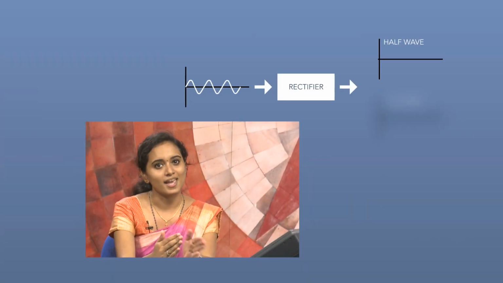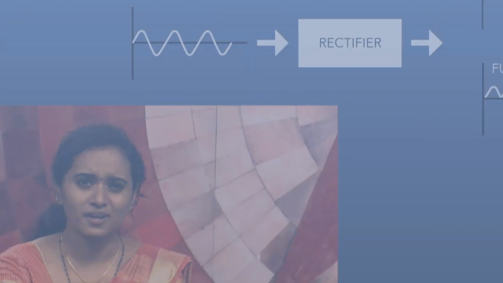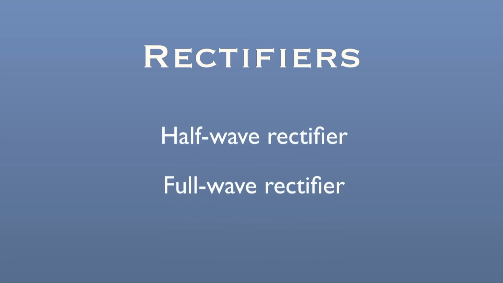Now we have seen where the rectifier comes in and what it does. We can define the rectifier as a circuit which converts an AC input voltage to a pulsating DC voltage. The rectifiers are of two types, a half-wave rectifier or a full-wave rectifier. Now we will see the different types of rectifier and their operations. Let's start with the half-wave rectifier.